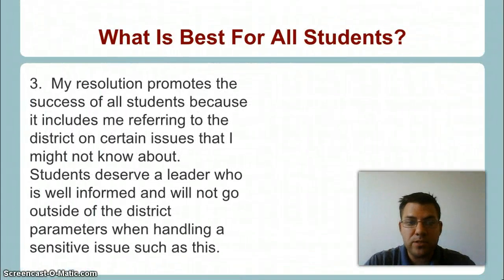My resolution promotes the success of all students because it includes me referring to the district on certain issues that I might not know about. Students deserve a leader who is well informed and will not go outside of the district parameters when handling a sensitive issue such as this. Education leaders need to know where their boundaries are, and district guidelines do cover a lot. So we need to be well versed in those policies, or at least be able to refer to them before we go forth with punishments and handling certain issues. It just makes sense to do it that way.